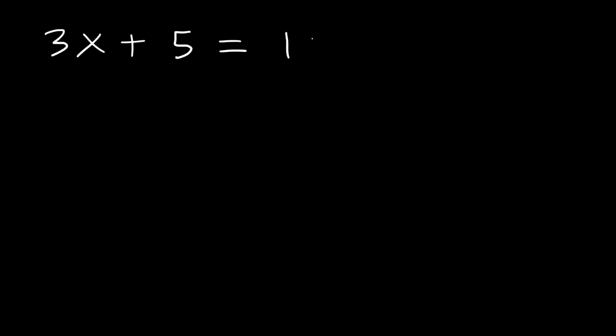Let's say that 3x plus 5 is equal to 17. What's the first thing that we need to do in this problem? In order to solve this equation, we need to isolate the x variable. So the first thing we need to move is the 5. We want to get x by itself on the left side, so we need to get rid of the 5. Since the 5 is added to 3x, let's perform the opposite operation. Let's subtract both sides by 5.